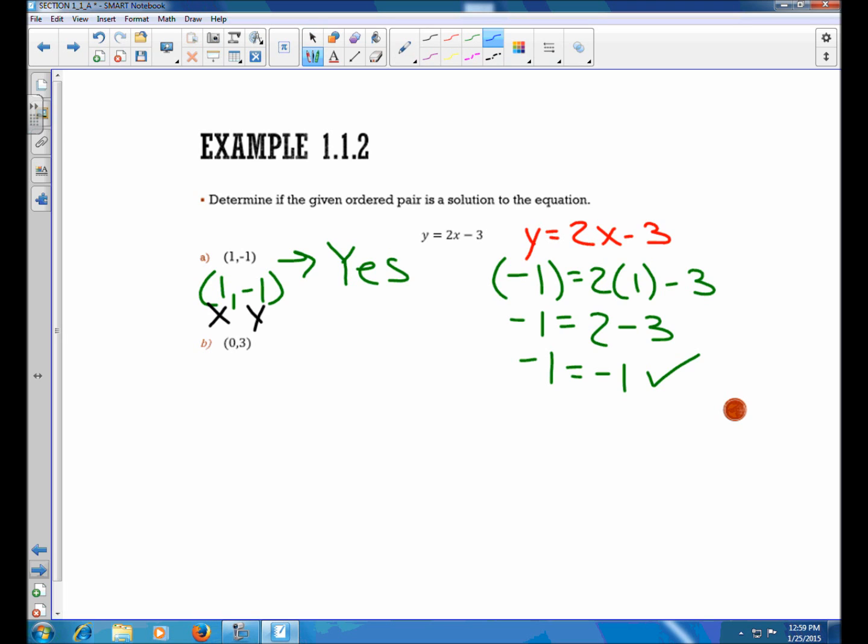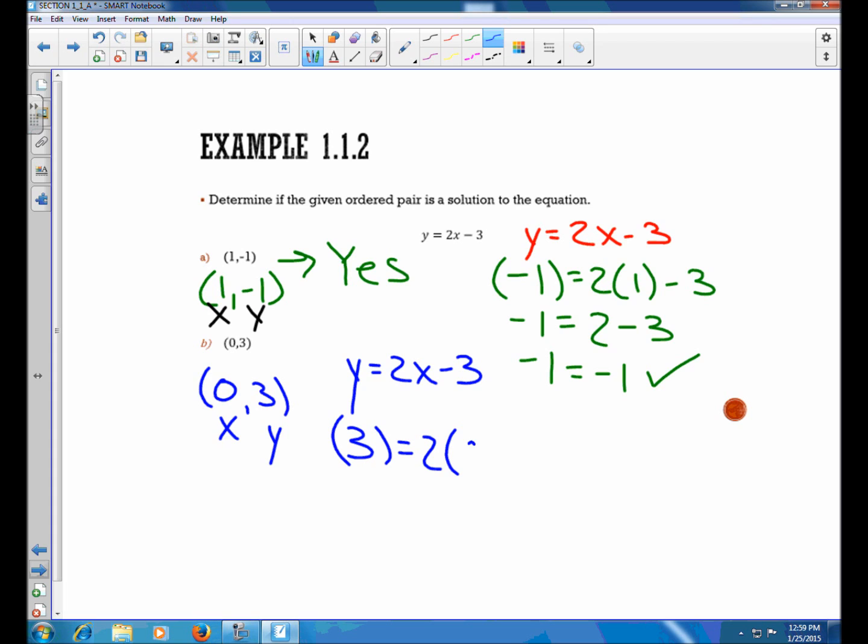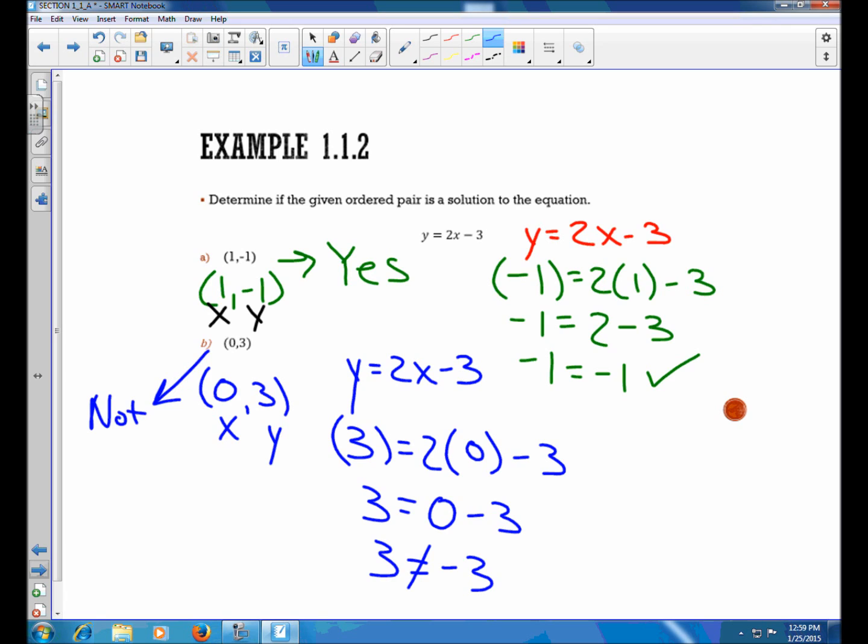We can then do the same thing with the second point, (0, 3). We'll start again with y equals 2x minus 3. We're going to plug in our point for x and y. So y is 3, x is 0. And now we get 3 equals 0 minus 3, or 3 equals negative 3, which is not true. So the second point is not a solution.